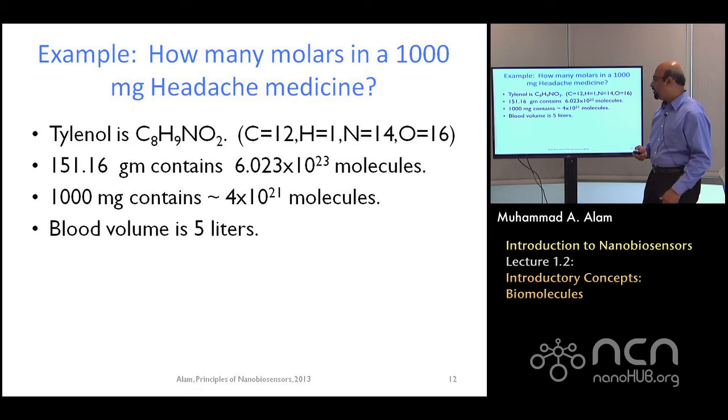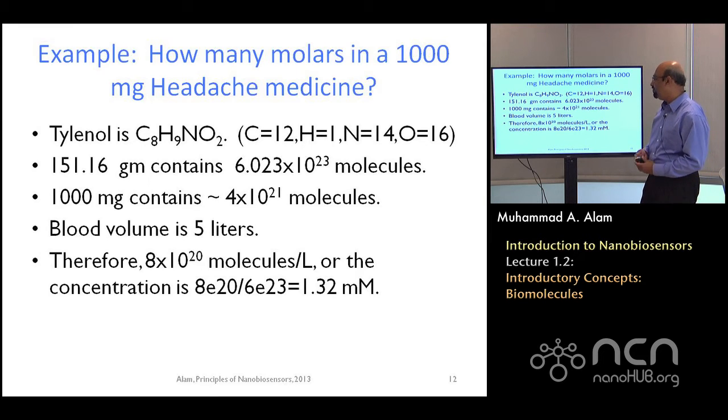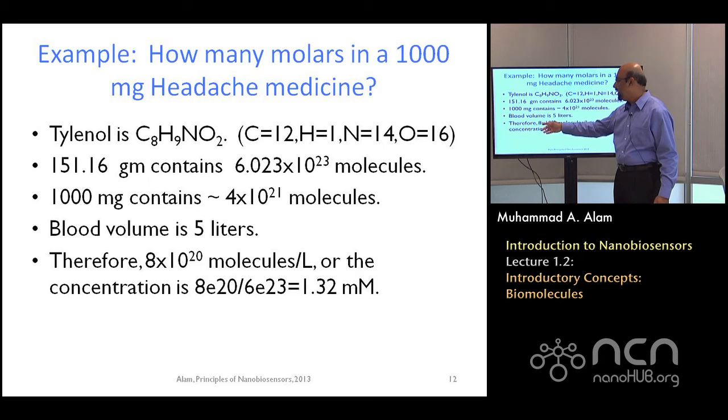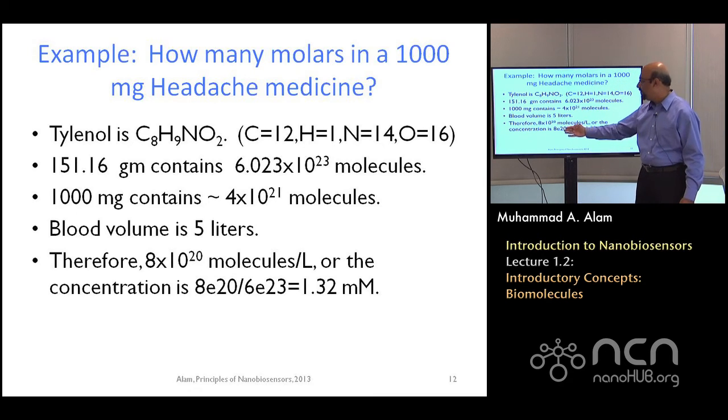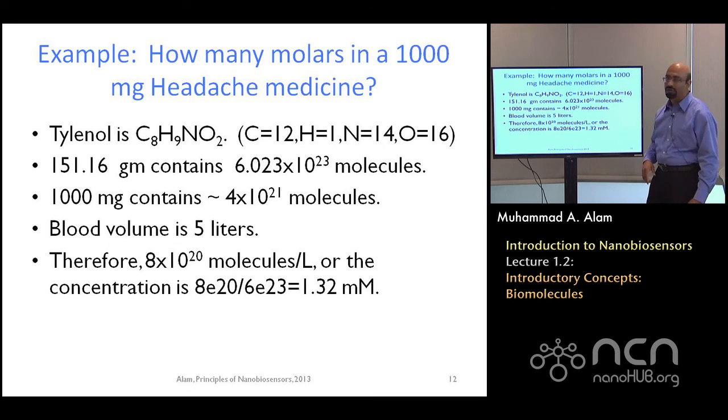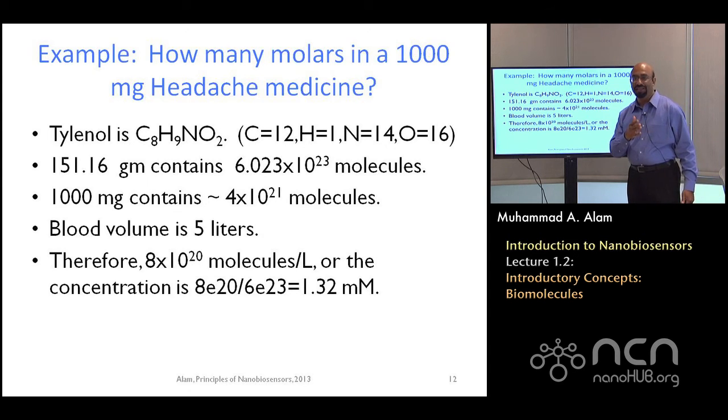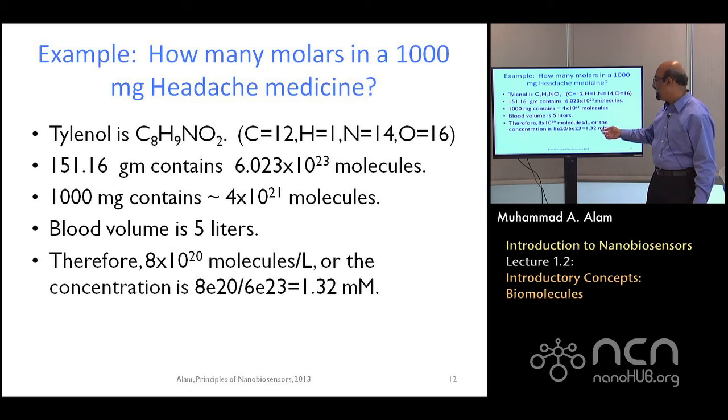And our blood is about 5 liters. If you then convert it to per liter, it is 8 times 10 to the 20. And as a fraction of the Avogadro's number, that gives you 1.32 millimolar. If you remember my blood test result from the last lecture, you might remember that this concentration is very high, in fact equal to some of the concentrations of other molecules that we have in our system. So the headache medicine will work in minutes, as it often does, especially at this very high concentration.